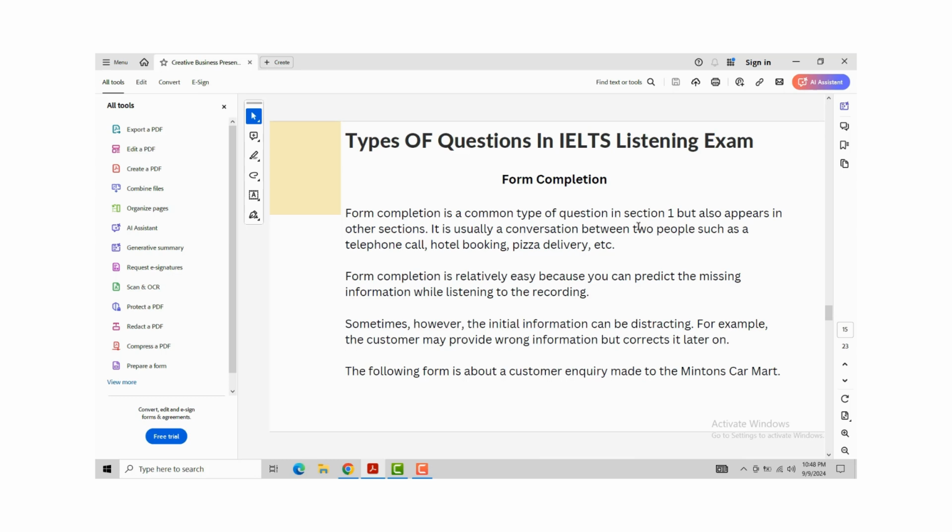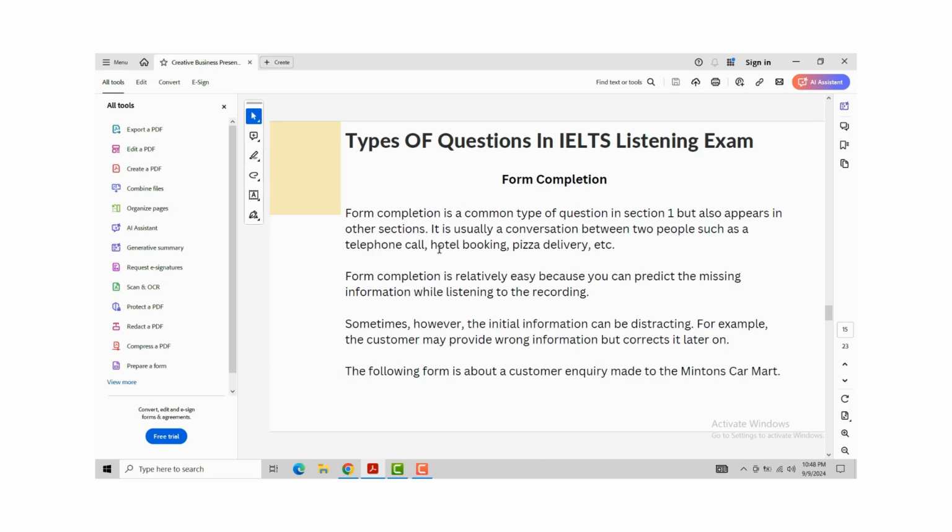Form completion is a common type of question in section 1, but you can expect to see forms in other sections as well. It is usually a conversation between two people, such as a telephone call, hotel booking, pizza delivery, etc.